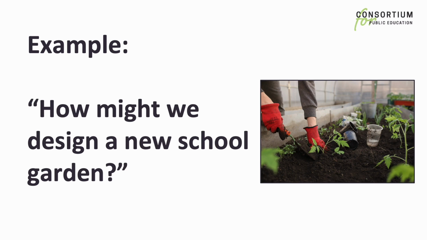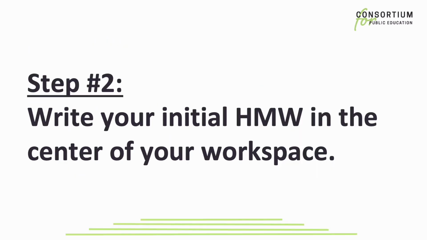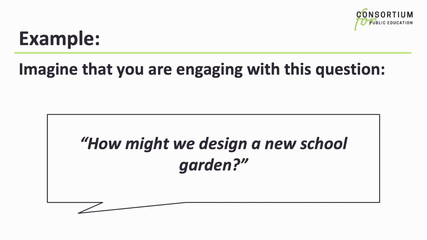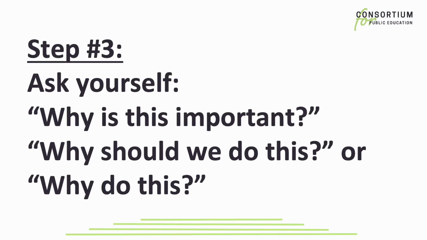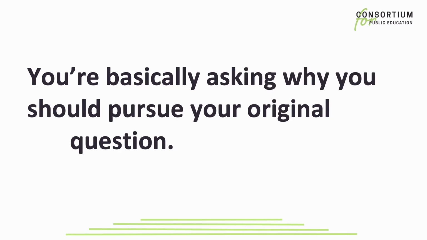So here's our example. How might we design a new school garden? Step 2. Write your initial how might we question in the center of your workspace. So here we have our question, how might we design a new school garden? And we're going to center that on the middle rung of our ladder. Then step 3, ask yourself, why is this important? Why should we do this? Or why do this? You're basically asking why you should pursue your original question.